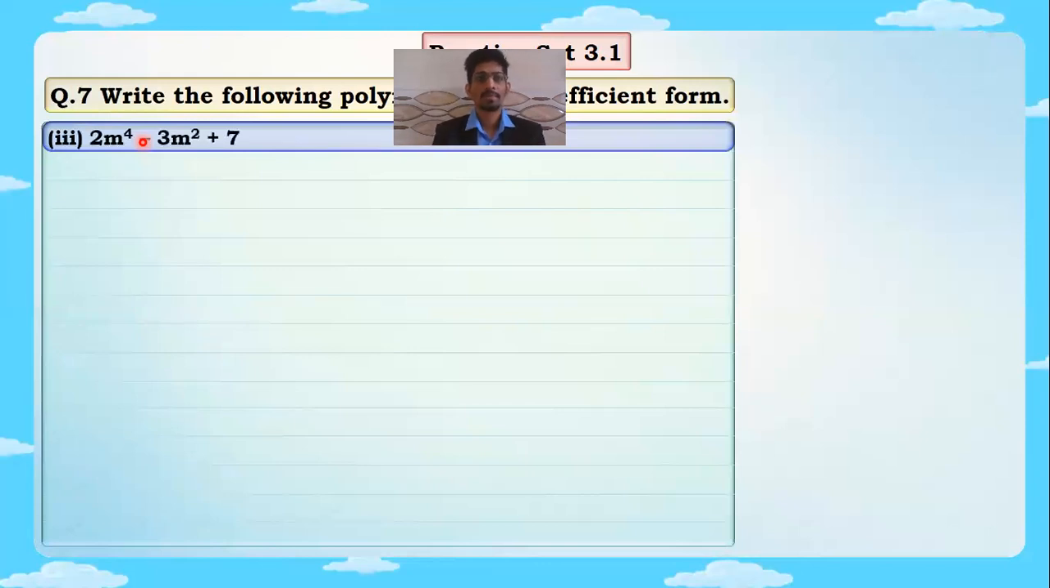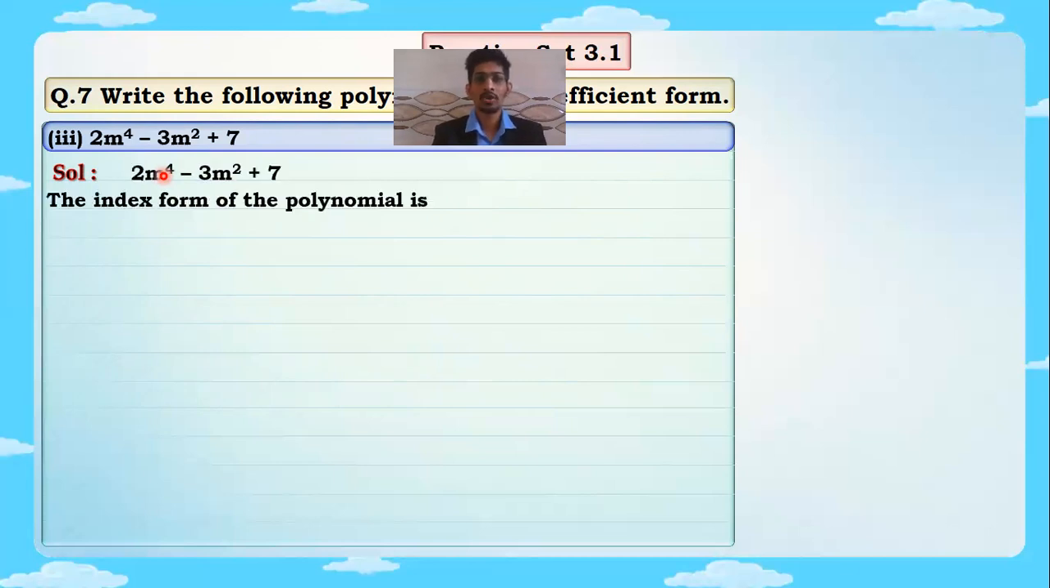Sub question 3, 2m raised to 4 minus 3m square plus 7. Now students, first of all, is this polynomial in index form? No. Why? Because the raised to 3 term is missing, the raised to 1 term is missing. After raised to 4, raised to 3 should come, but it is missing. So let's write down this polynomial in index form first.